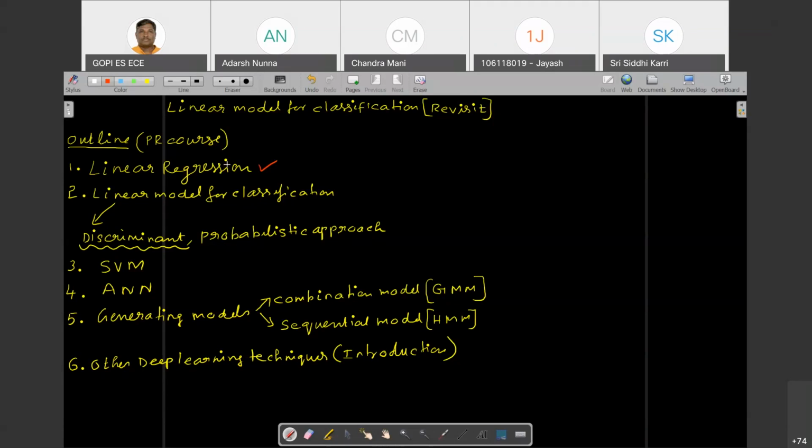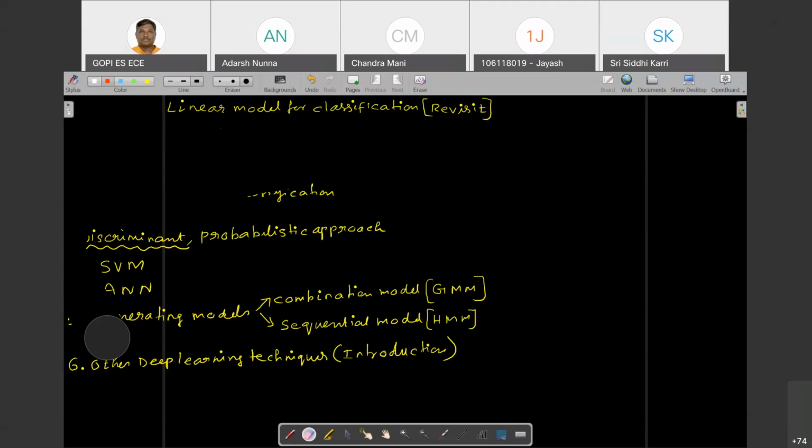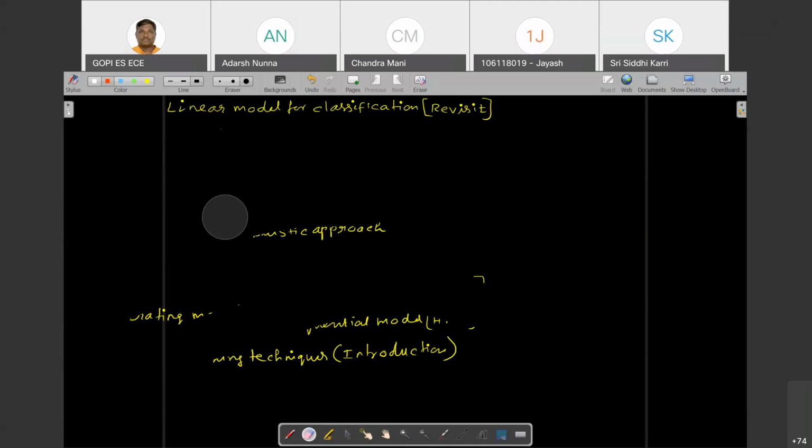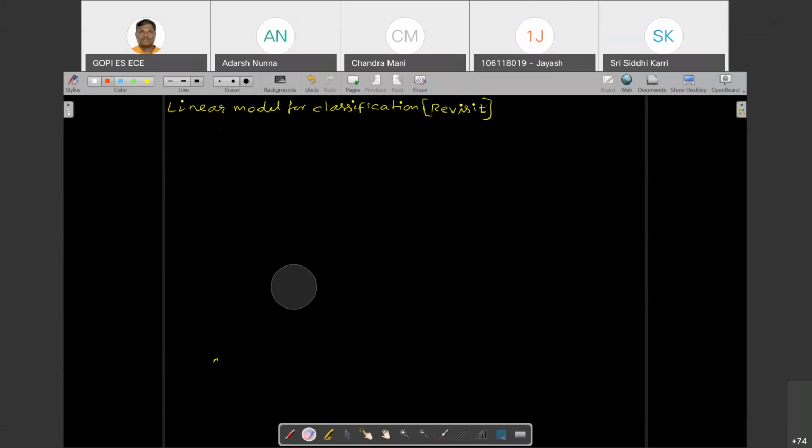We thoroughly discussed linear regression, and now we are on the linear model for classification. In that, we are in the discriminant approach. So I have made this course clear to you, what we have covered so far and what we are going to do in the coming classes. Today it is the revisit of linear models for classification. I hope you have seen all the videos related to this. I have posted 3 videos, so I hope you have seen all 3. It is compulsory to see them, and I asked the representative to take the attendance also.